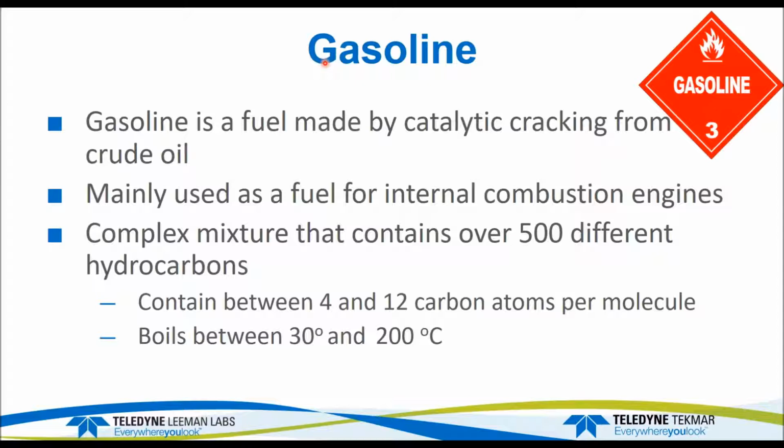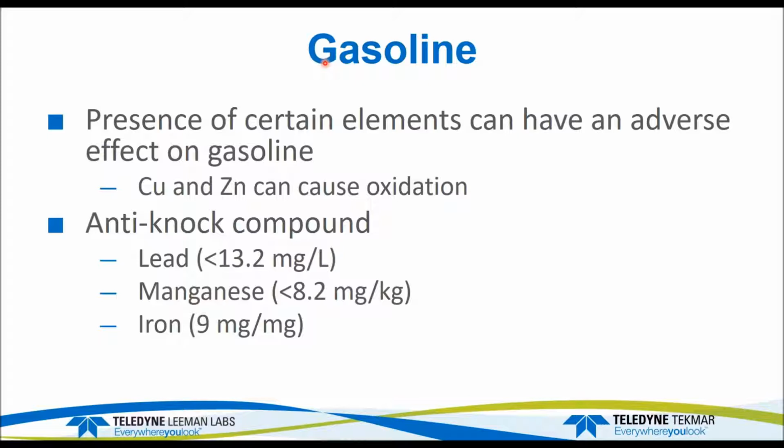Okay? So gasoline is a fuel made from catalytic cracking of crude oil, mostly for internal combustion. It's a really complex mixture. There are 500 different compounds in there, with all sorts of carbons and different boiling points. So the presence of certain elements can have a bad effect on the gasoline. For example, copper and zinc can cause oxidation. There are some anti-knock compounds in there. Lead's not really used anymore, but there are some concentrations that potentially can be in there.